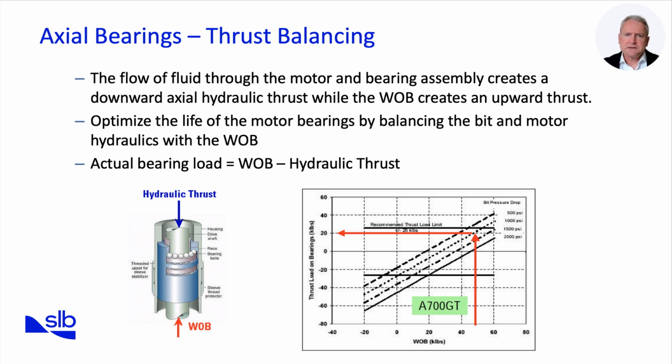Maintaining balanced thrust improves motor run times and reduces failures, particularly in long lateral sections where motors experience sustained loading. Looking at the chart on the right for an A700 GT motor, the balance between thrust load and applied weight on bit must remain within the dotted lines with a hard limit shown horizontally.